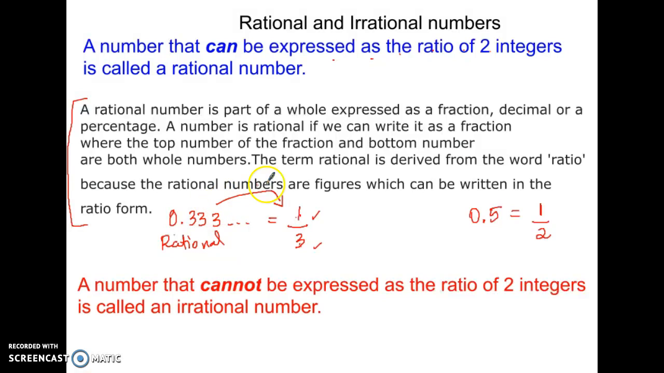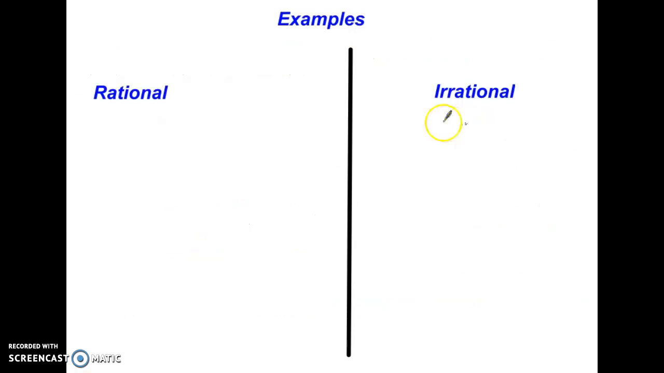Anything which can be converted to a fraction form and can be written like that is called a rational number. Now let's focus on the definition of an irrational. Any number that cannot be expressed as the ratio of two integers is called an irrational number. Now let me give you examples on the next screen, and then we can talk about more examples for irrational.